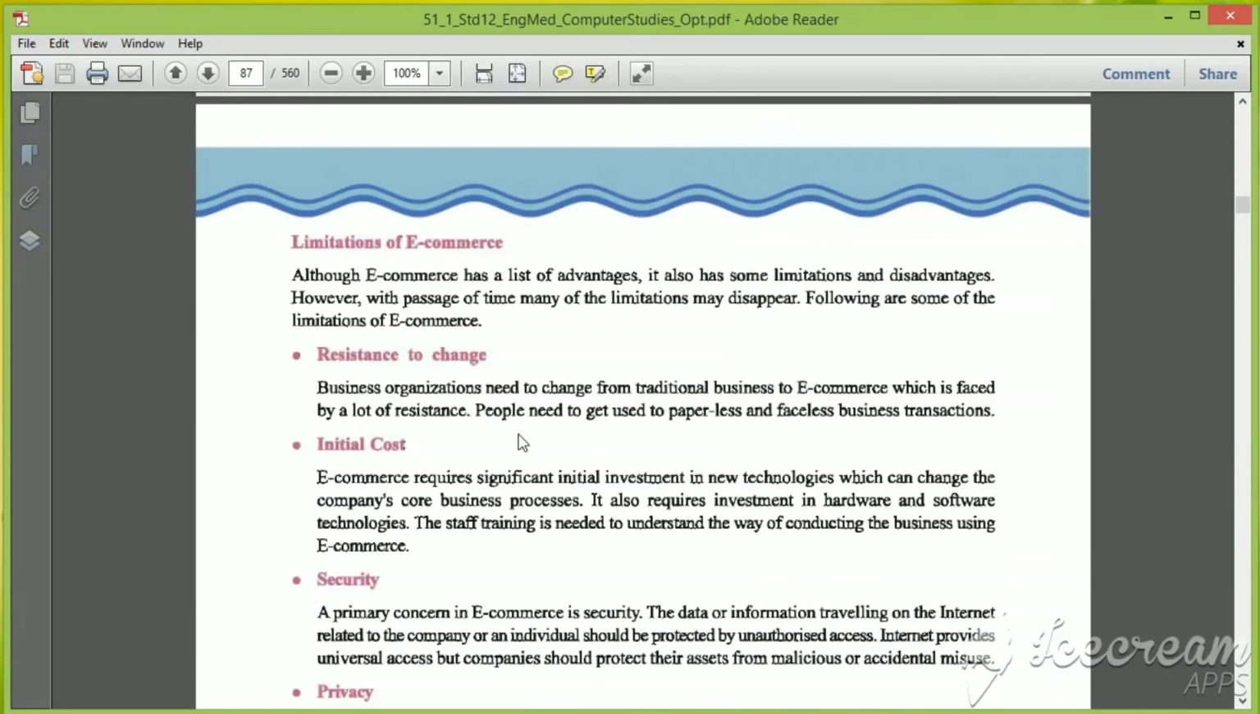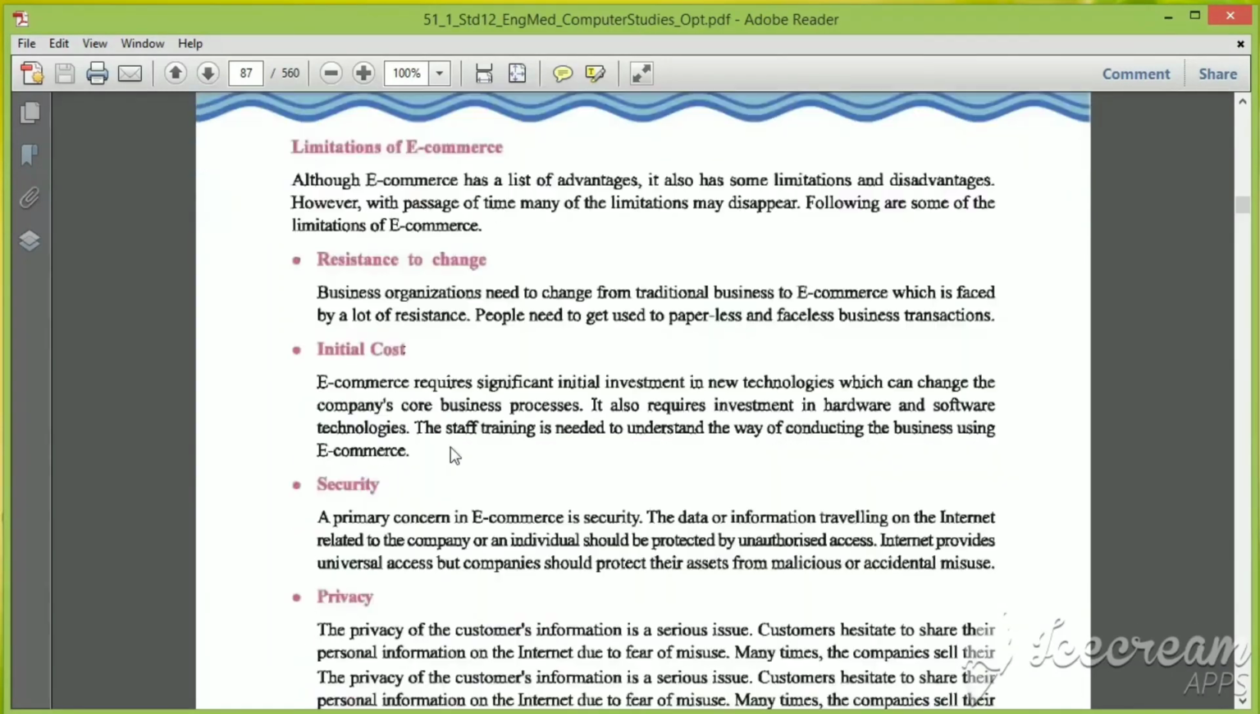Now, the next topic is limitations of e-commerce. The first one is resistance to change. Business organizations need to change from traditional business to e-commerce, which is faced with a lot of resistance. People need to get used to paperless and faceless business transactions. Initial cost. E-commerce requires significant initial investment in new technologies, which can change the company's core business process. It also requires investment in hardware and software technology. Staff training is needed to understand the way of conducting business using e-commerce.